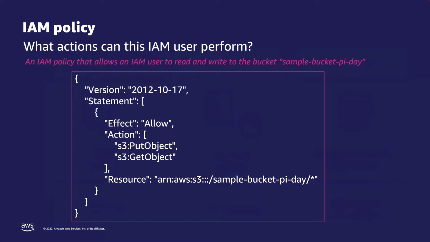So, IAM policy. An IAM policy defines what actions this IAM user can perform. You attach this IAM policy to an IAM user or an IAM role, and it has three mandatory elements. They are effect, which is either allow or deny, and then actions. You define what actions can be performed by this user, and finally, on which resource those actions can be performed. In this example, we have an IAM policy that allows an IAM user to read and write objects to the bucket called sample bucket.